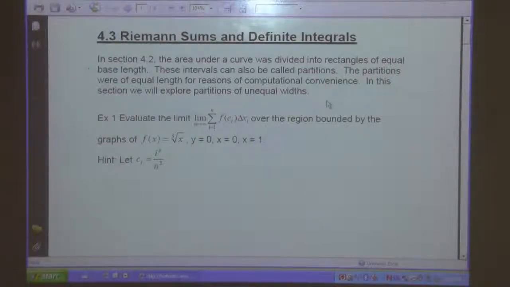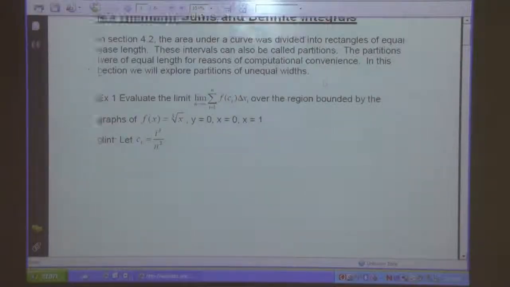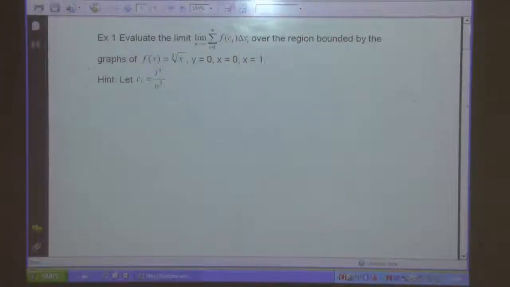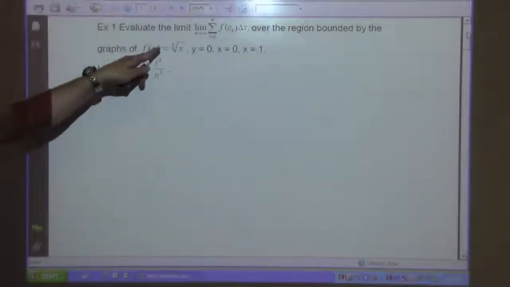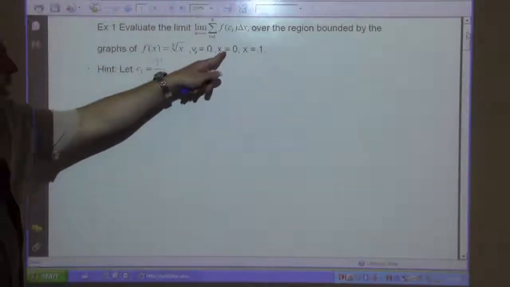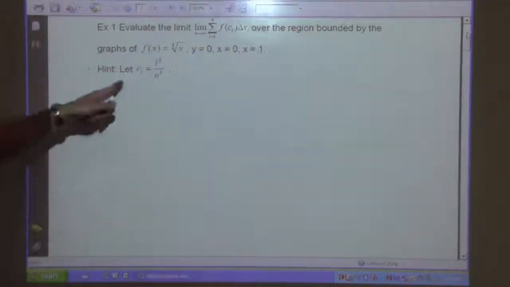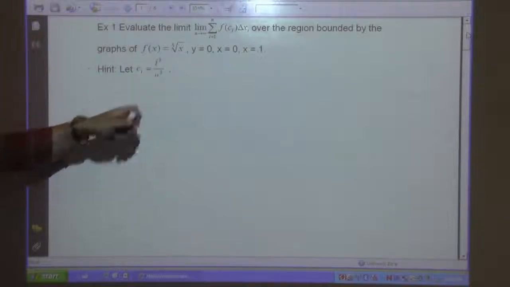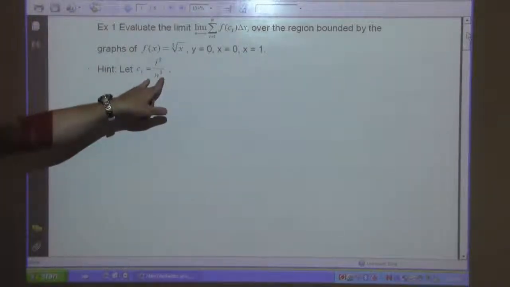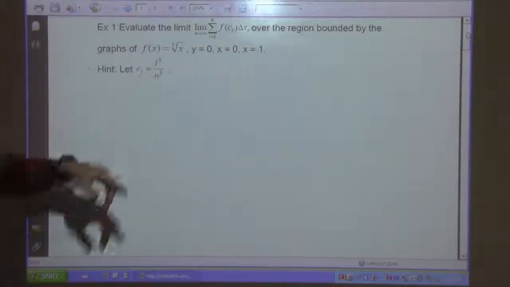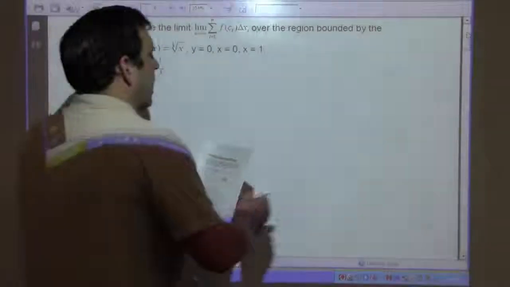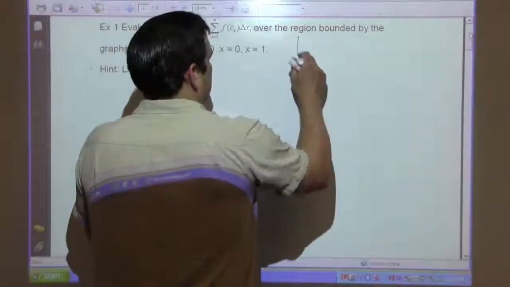So it says evaluate the limit as n goes to infinity of the sum i goes from 1 to n of f of ci delta xi over the region bounded by the graphs of f of x equals the cube root of x, y equals 0, x equals 0, and x equals 1, where ci, they give us a hint, is i cubed over n cubed, which means this is not going to be a standard width. As n gets bigger, the denominator gets bigger. So what we're looking at is this kind of a curve.